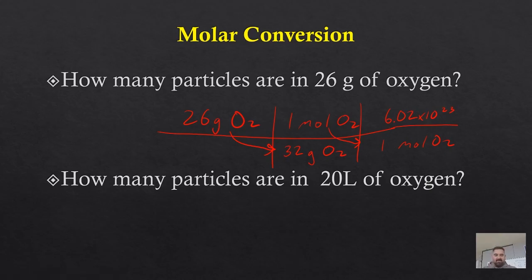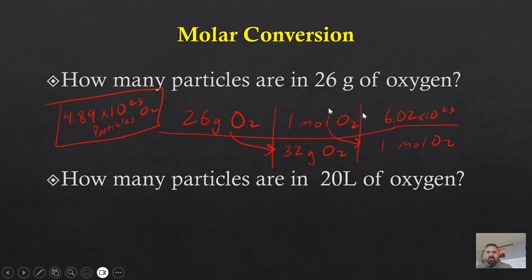So it's going to be 26 divided by 32. And then we multiply by Avogadro, 6.02 times 10 to the power of 23. And you should get 4.89 times 10 to the power of 23. And that's going to be particles of O2. Hands up if you got this number. All right, good. Let's go ahead and solve the next one. The next one's the same thing.